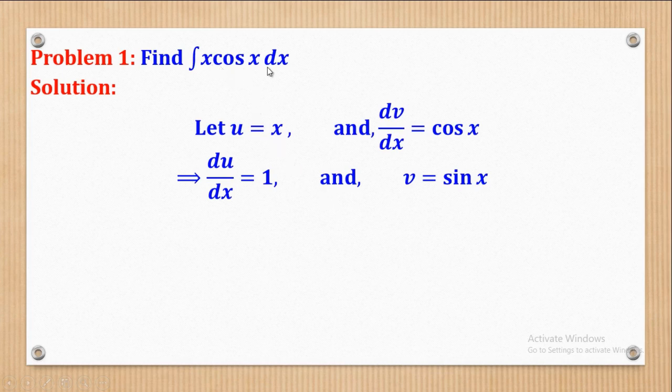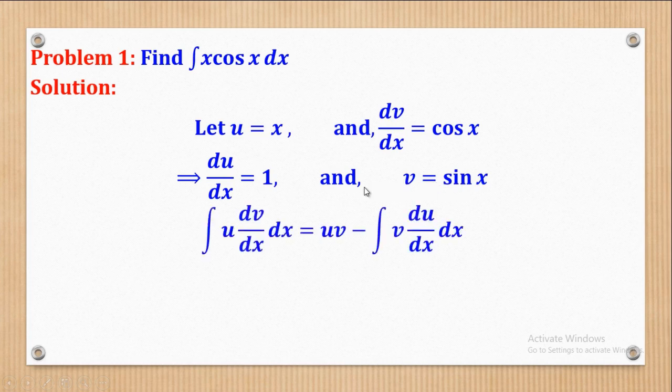So in cases where both functions can easily be integrated, it is better to let the one which is a polynomial be u and the other one which is not a polynomial be dv dx. So in this case, dv dx is this. Therefore, when I integrate this, I'll come up with v, which is equal to sine x. And when I get that, I have to remember my expression for integration by parts: the integral of u dv dx with respect to x is equal to uv minus the integral of v du dx with respect to x.